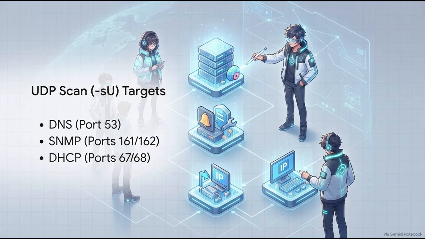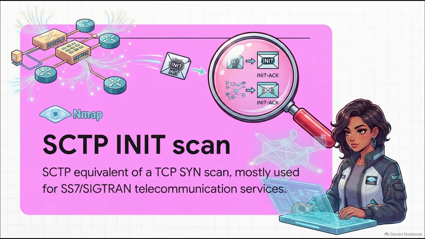You have to check for exploitable UDP ports like DNS on port 53, SNMP on 161 and 162, and DHCP on 67 and 68. Nmap even cleverly sends protocol-specific payloads to these ports just to coax a response out of them. And what if you're dealing with highly specialized telecommunications networks? For that, Nmap provides the SCTP INIT scan using the -sY flag.